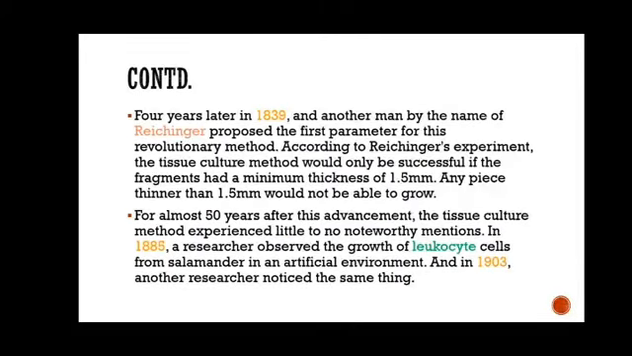Four years later, in 1839, another man by the name of Reichinger proposed the first parameter for this revolutionary method. According to Reichinger's experiment, the tissue culture method would only be successful if the fragments had a minimum thickness of 1.5 mm. Any piece thinner than 1.5 mm would not be able to grow.